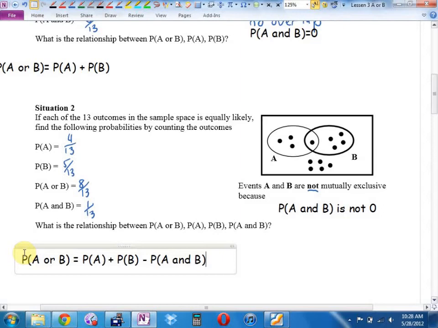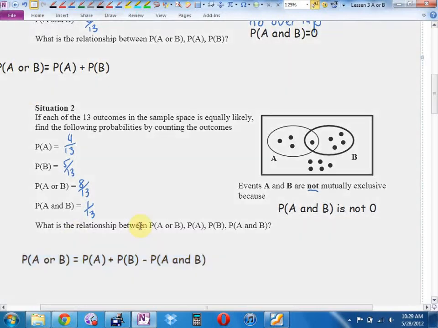By the way, Steph, that equation works up here too. I could have put a minus the probability of A and B right here, because what was the probability of A and B? 0, wouldn't have made a difference. This one works every time. This one is specific for mutually exclusive.